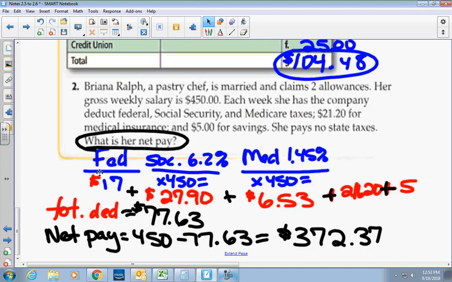All right, so we look up at the chart. We get our federal income tax is $17. We multiply $450 by 6.2%. That's $27.90. The Medicare is 1.45 times $450, $6.53. We have $21.20 in medical insurance and $5 for charitable giving. That is a total of $77.63. We subtract it from our $450, and we get our final answer of $372.37.